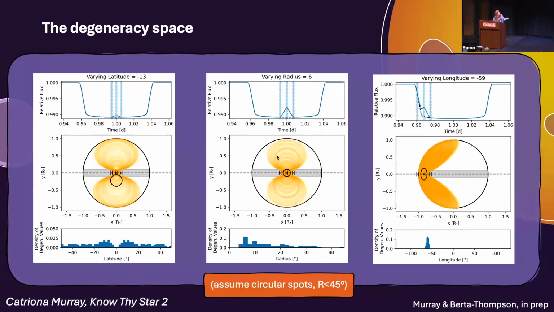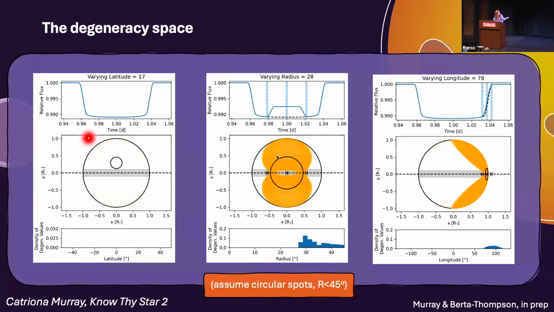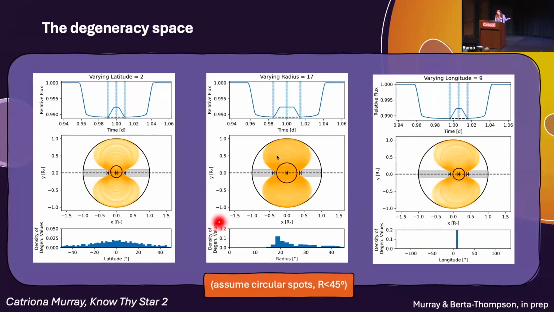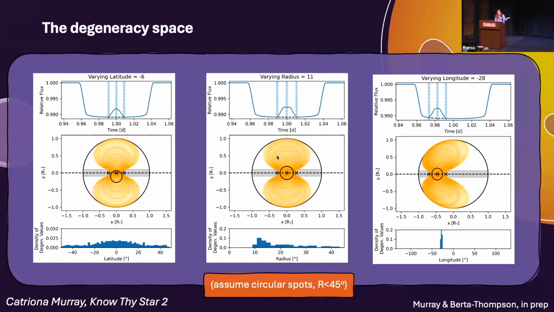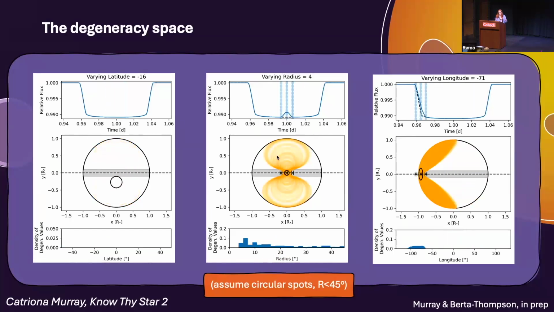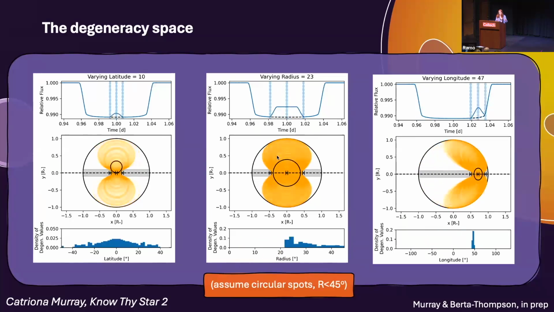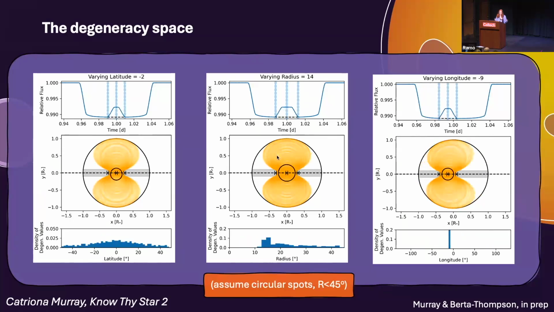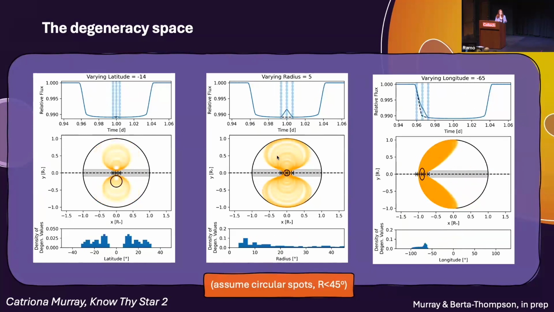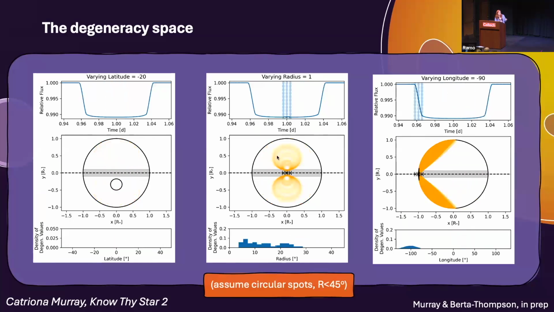And so in each case here, I have a true spot, which is this black circle. I then create a light curve on top from that true spot, and then given those observables with some uncertainties, the orange region is the degenerate samples that would fit those observables. And you can see some trends start to emerge.